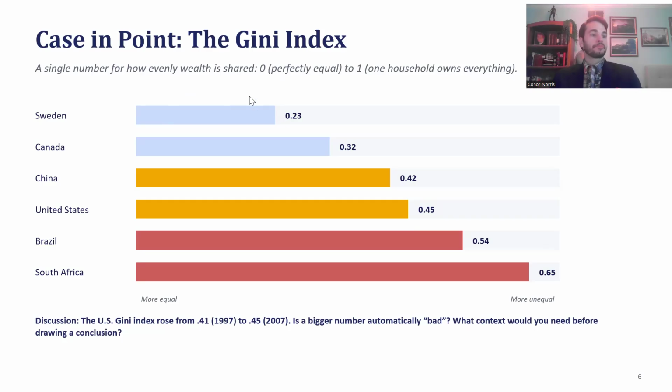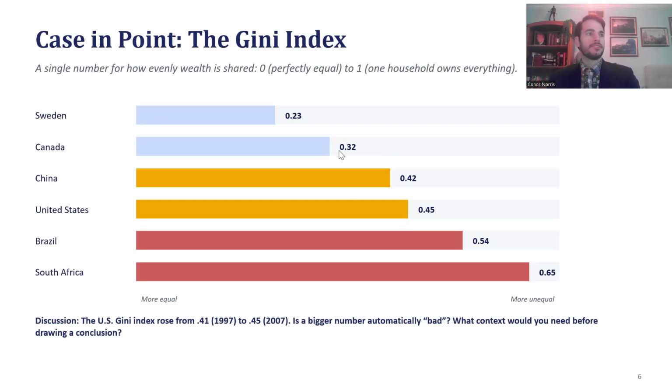So we see, and it might not be surprising based on the news or what we hear about the world, that Sweden has very low income inequality. Canada has slightly higher income inequality, China a little bit higher, and then the US. And then we have some examples of unequal societies like Brazil or South Africa. So from 1997 to 2007, the US Gini index rose from 0.41 to 0.45. So back then we would have been beating China if they stayed the same.